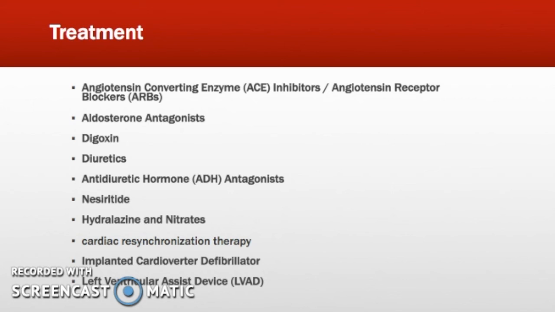Hydralazine is a direct arterial vasodilator that decreases afterload. Isosorbide mononitrate is a long-acting oral nitrate that decreases preload. The combination of these two drugs has an effect similar to that of an ACE inhibitor or ARB without reducing renal function or causing hypokalemia.